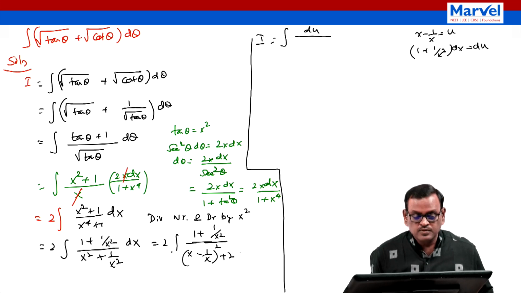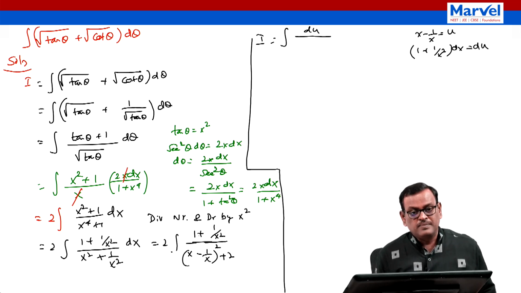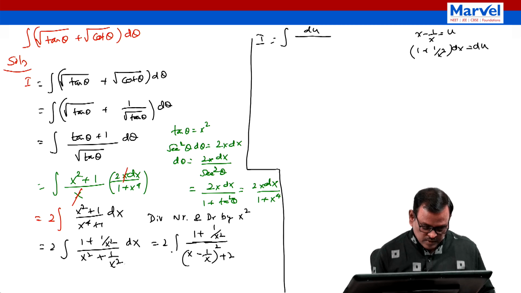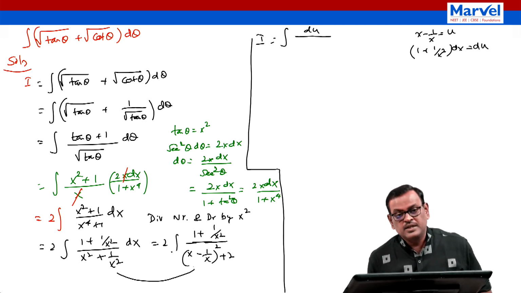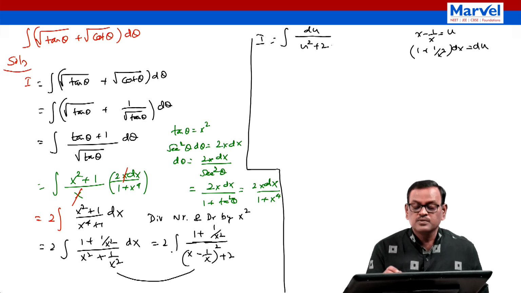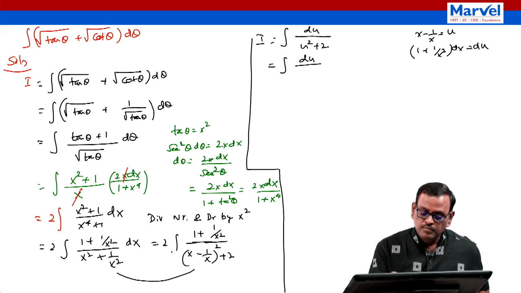The reason for x minus 1 by x: whenever the numerator is positive, the denominator is in terms of minus; whenever the numerator is minus, the denominator is in terms of positive. But here it is plus in the numerator, therefore the denominator is in terms of x minus 1 by x. Therefore x square plus 1 by x square can be converted into x minus 1 by x the whole square plus 2. This becomes u square plus 2, which equals du by u square plus root 2 square.